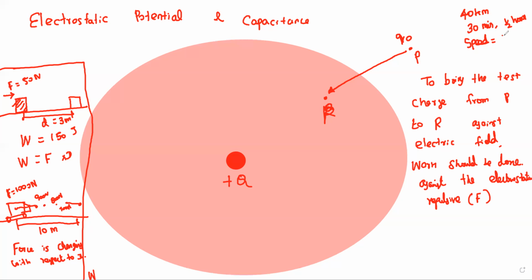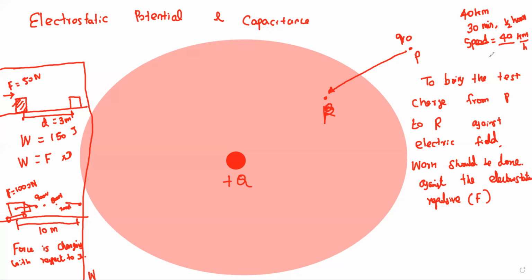Just tell me what is the distance first. What is the distance I'm asking? 40 kilometer. What is the time? 30 minutes means you have to use it in hours only, right? Kilometer per hour only, the unit in the speedometer.